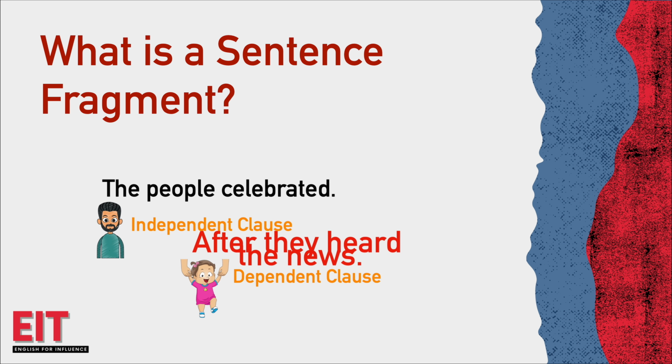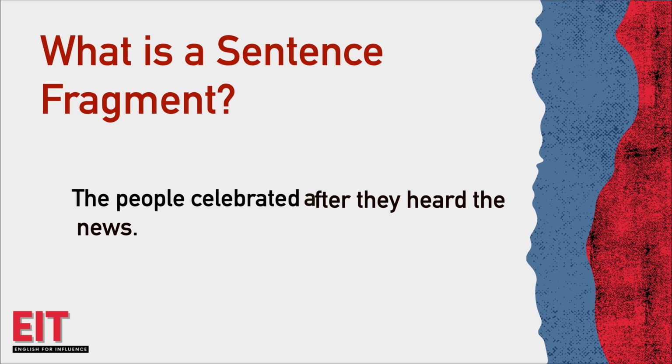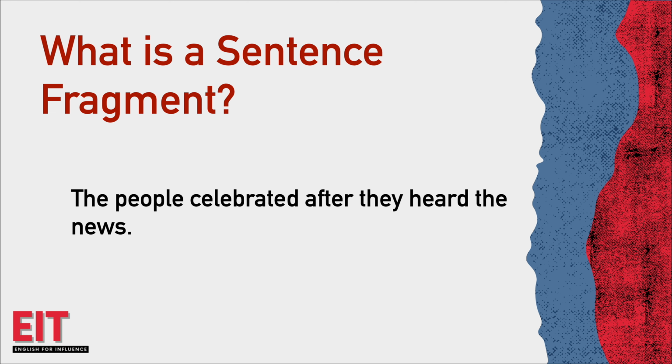The first sentence is an independent clause. It's like an adult. It can stand on its own. But the second one is a dependent clause. It's like a baby who cannot stand on her own. Therefore, it needs to be attached to an independent clause for it to become a sentence. And to correct this, we just need to put them together, like this. The people celebrated after they heard the news.